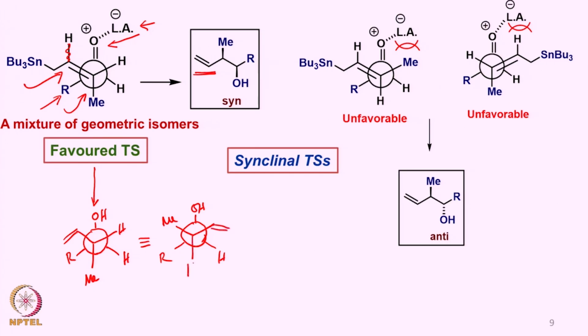So both of them are the same, because now what we have done is we have brought this vinyl group up, anti to the R, so that we can then write the product in this fashion. And in such a situation, as you can see, the OH group and the methyl group, both of them are pointing in the same direction, and therefore this is a syn product.